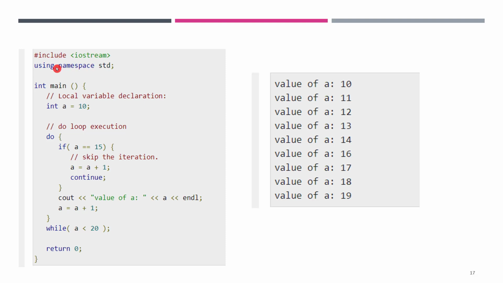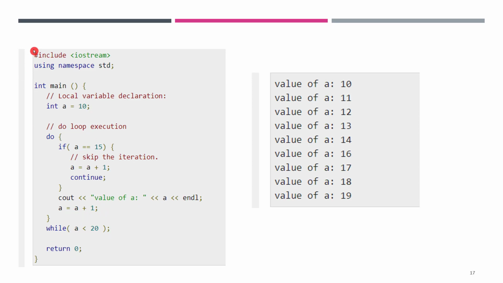#include <iostream>, using namespace std, int main, int a = 10, do. If a equals 15, skip the iteration. This is not read by the computer. a = a + 1, continue. cout the value of a, a + 1, return 0.